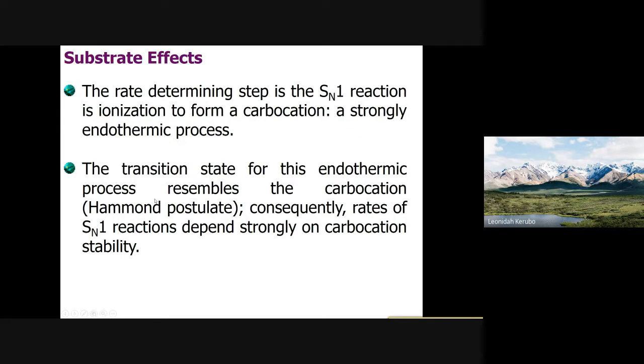So from there, next we will discuss the substrate effects on SN1 reactions.